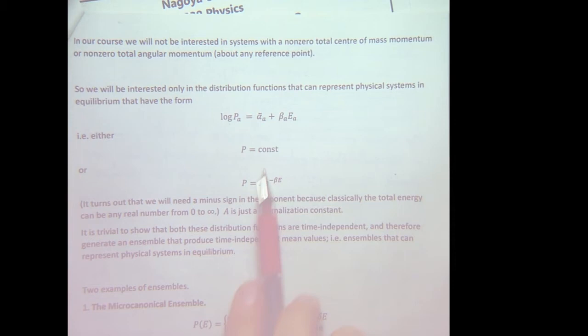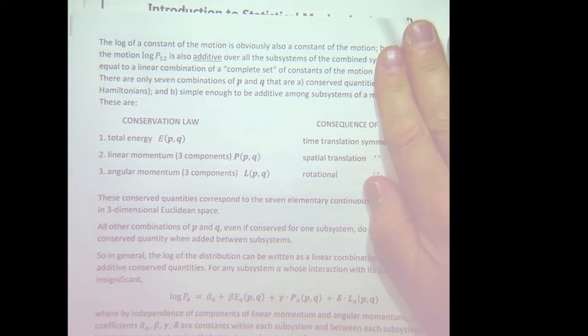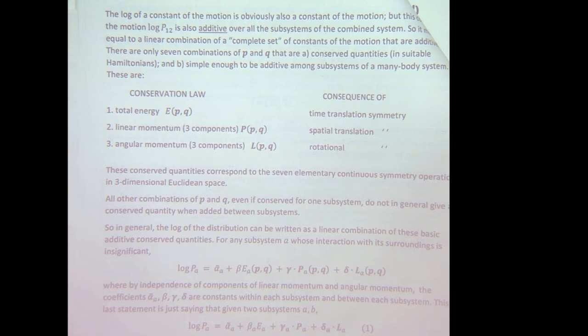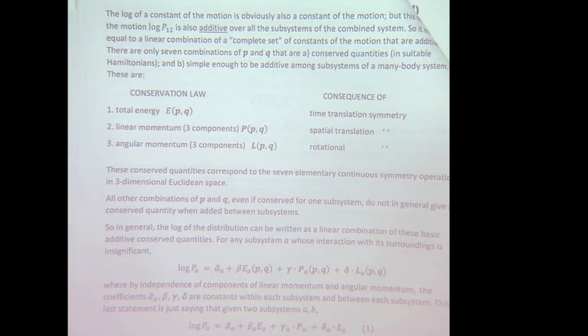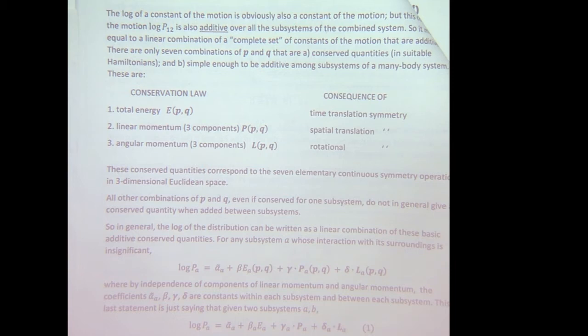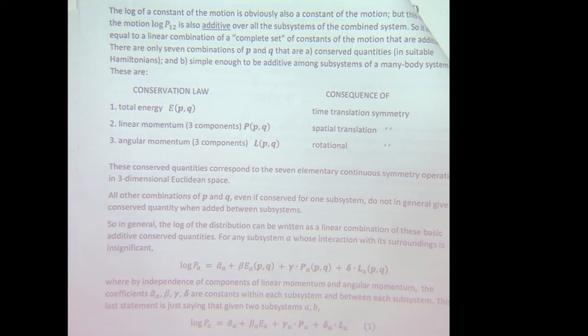And the fact that there are seven basic additive quantity, elementary continuous symmetry operations in three-dimensional Euclidean space is something I said in last year's QM2 lecture, but somehow it just didn't come into my head during this last week's lecture, during the SP2 lecture last year, but not this year. So there it is, and I've written it there. There are seven basic things you can do in three-dimensional Euclidean space. You can translate in three dimensions, you can rotate around three angles, or you can time translate. And that's where these come from.